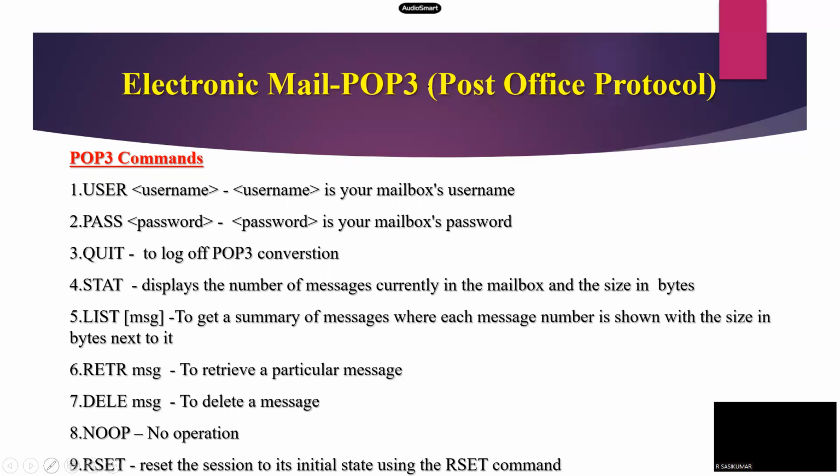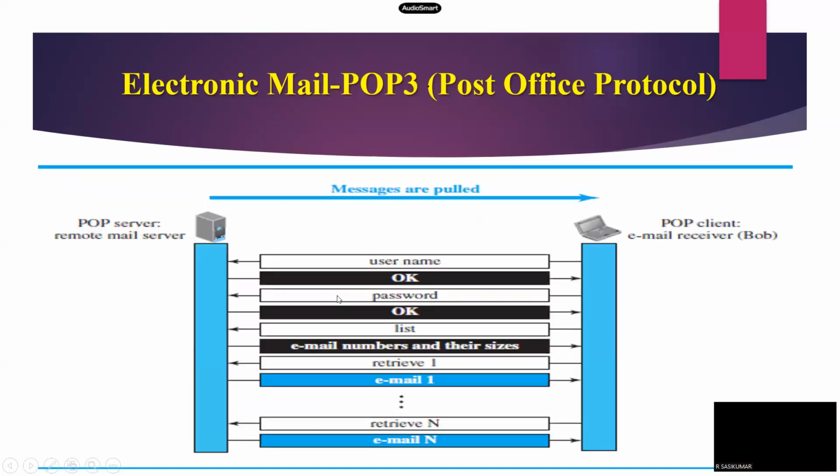And the fifth one is LIST, to get a summary of the messages. The sixth one is RETR, to retrieve a particular message. The seventh one is DELE, to delete a message. The eighth one is NOOP, which is no operation. The ninth one is RSET, which resets the session. So this is the architecture of the POP3 protocol.